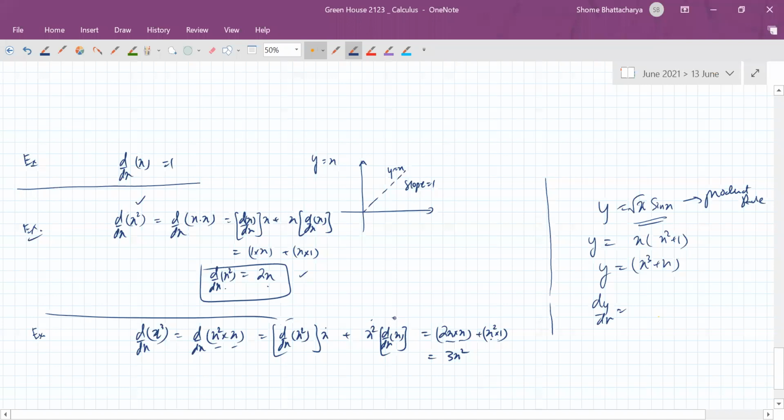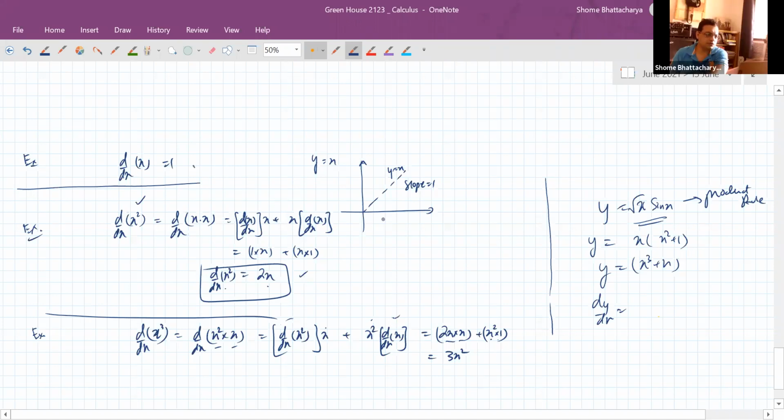Yes, sir. And differentiation of x is 1. We just saw that above here. Right? So just by using the repeated application of the product rule, you can show why differentiation of x to the power n will become nx to the power n minus 1.